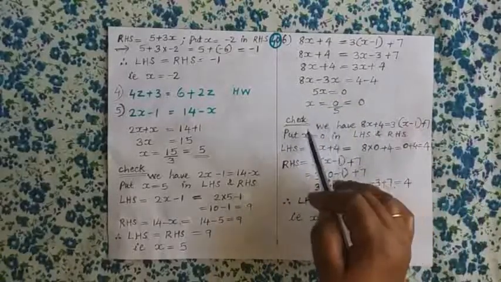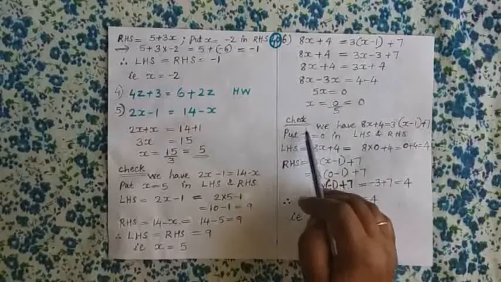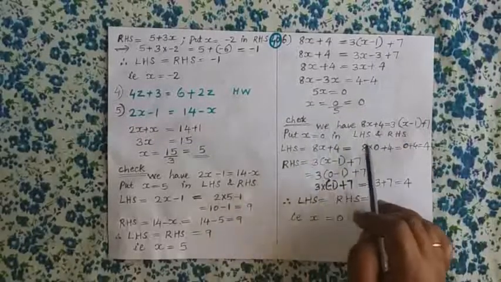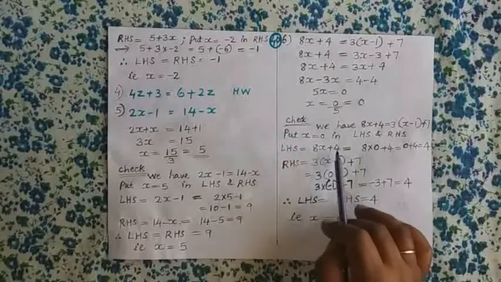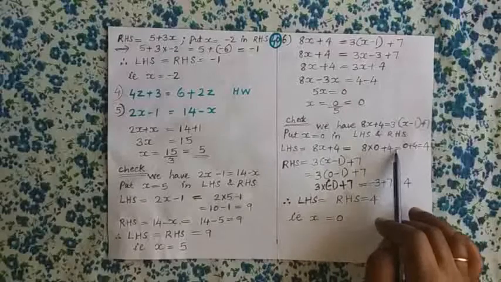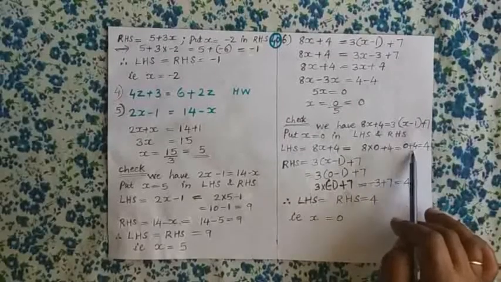Now we are going to check whether this is correct or not. So we are putting the value of x as 0 in LHS and RHS. Let us first put this value in LHS. LHS is 8x plus 4. That means 8 into 0 plus 4. 8 into 0 is 0. 0 plus 4 is 4.